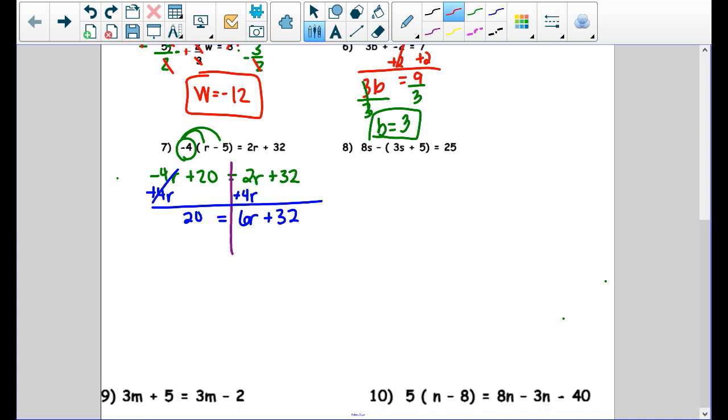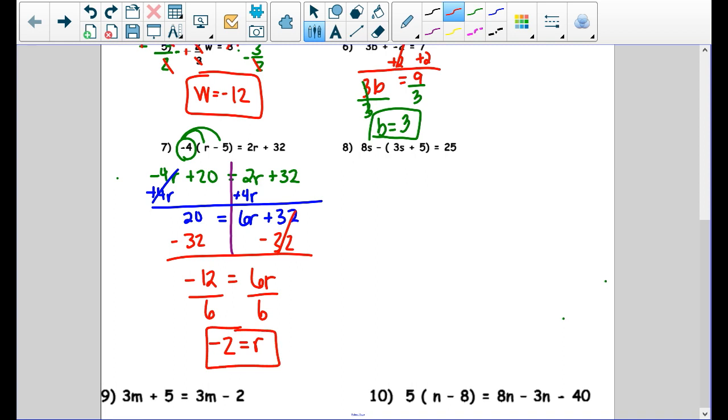Okay, so let's take a look now. I have 6r plus 32 on the right side, so I need to get rid of the 32, so we're going to subtract 32. 20 minus 32 is -12. The 32's make 0, and then divide by 6 in the end. -12 divided by 6 is -2. So r equals -2.